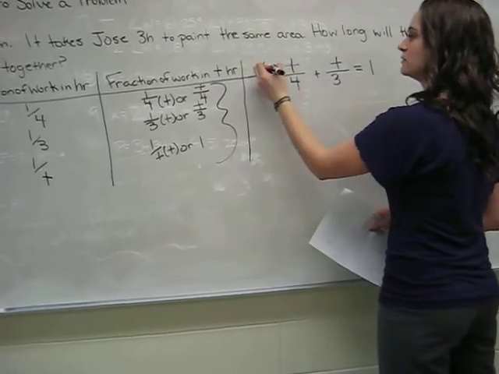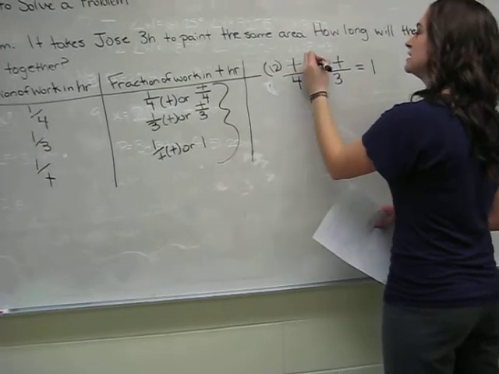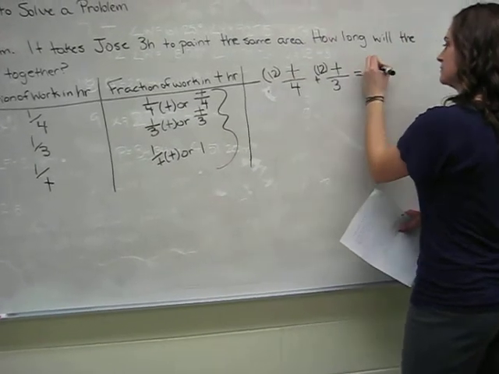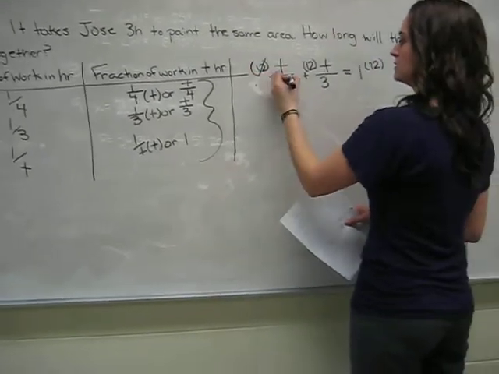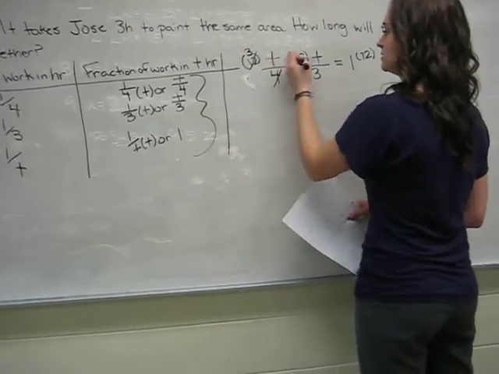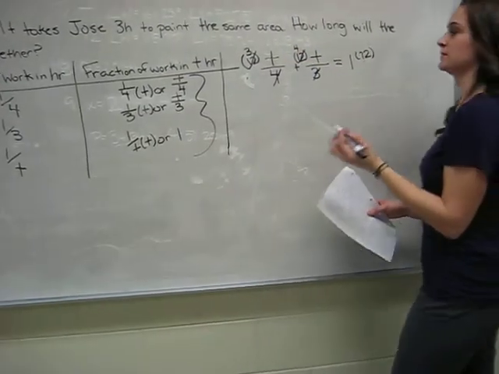So we need to find T, so we need to isolate our variable, and we'll use our lowest common denominator, which is 12. So we'll multiply each thing by 12. So this can cross out and we'll get 3. This can cross out and we'll get 4. And we have to leave this as 12.